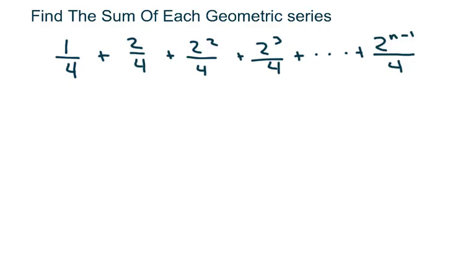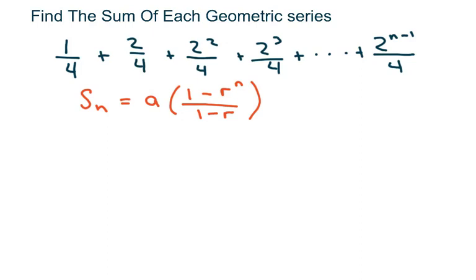Hi everyone, we're going to find the sum of each geometric series, and I have 6 problems here. Here's the first one, and the formula we're going to use is the sum of a geometric series, which is your first term times 1 minus r to the nth power over 1 minus r.